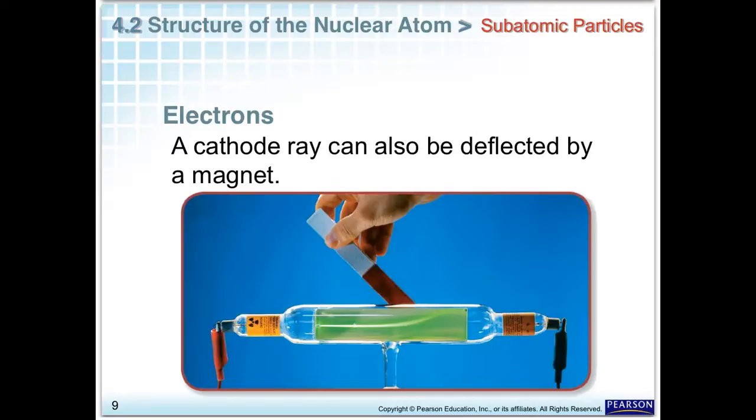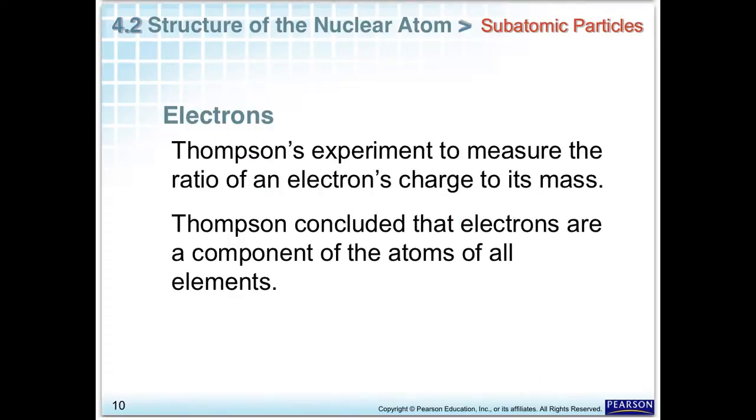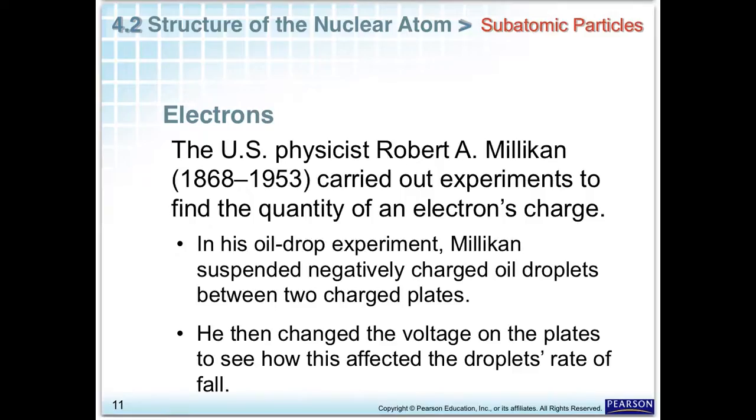Cathode rays also are deflected by magnets, and as you can see here, the rays bending up, being attracted to the magnet. Thomson did further experiments with these cathode rays and worked to measure the ratio of the electron charge to mass. So he wasn't actually able to calculate the actual charge or mass, but he calculated the ratio. And he concluded that electrons, therefore, are the component of all atoms.